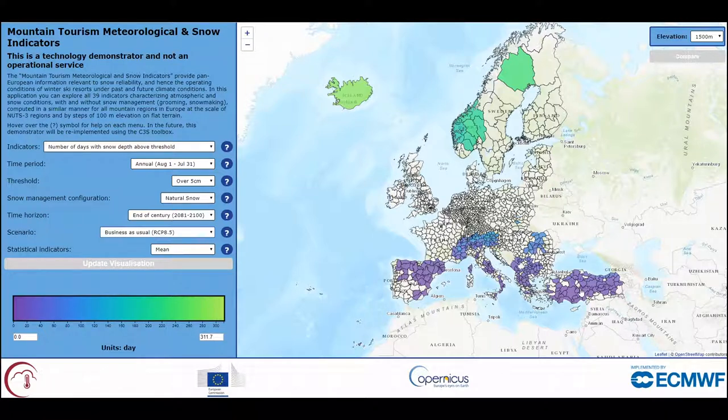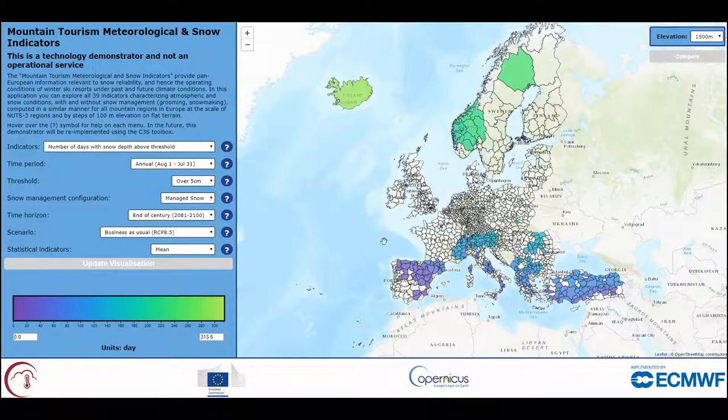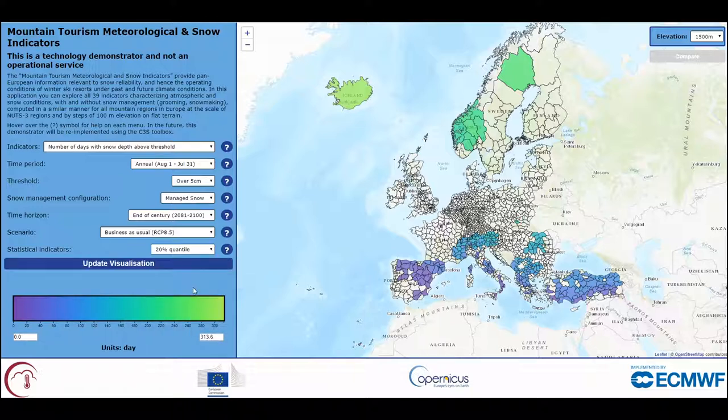And of course, we can compute what would be the situation with grooming and snowmaking, which is what we call here managed snow. And here, if we visualize, we see that the values are different because there is more snow when you use the grooming and the snowmaking technology. And this is only the mean, but of course, you can compute different values because snow is highly variable from year to year. And the system makes it possible to compute not only the mean, but also the values that you encounter on average every 5 years under the worst case situations.